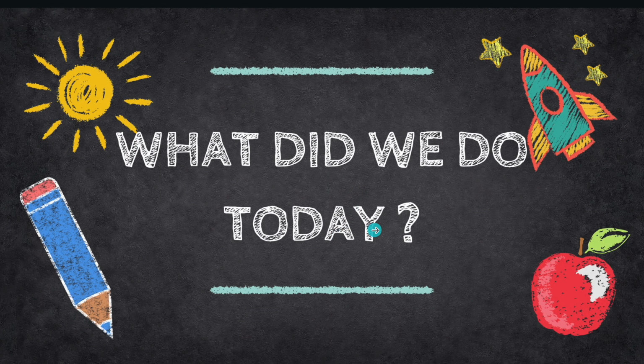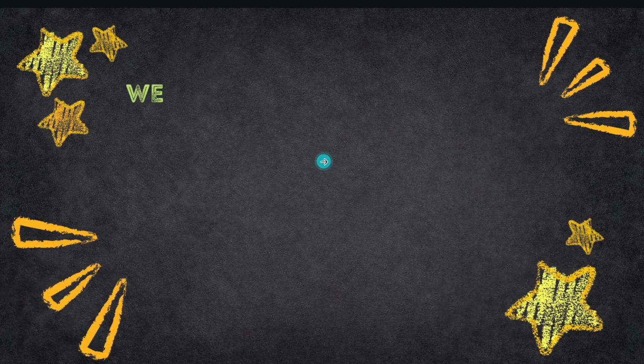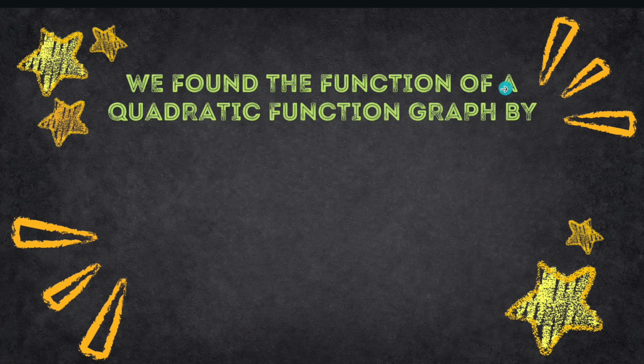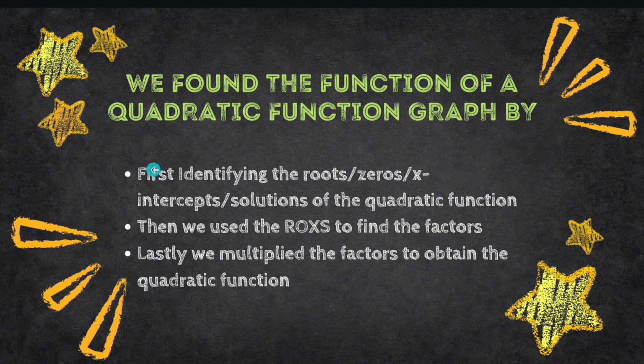What did we do today? Today, we found the function of a quadratic function graph by first identifying the roots, zeros, x-intercepts, or solutions of the quadratic function. Then, we used these roots, zeros, x-intercepts, or solutions to find the factors. And lastly, we multiplied the factors to obtain the quadratic function.